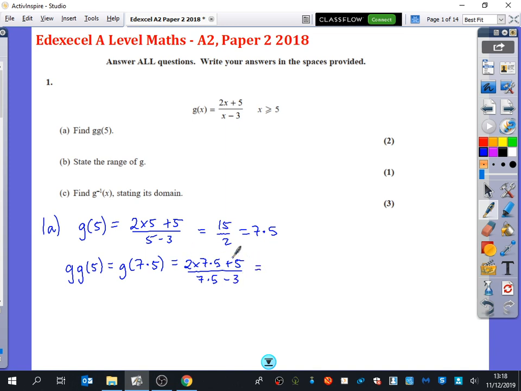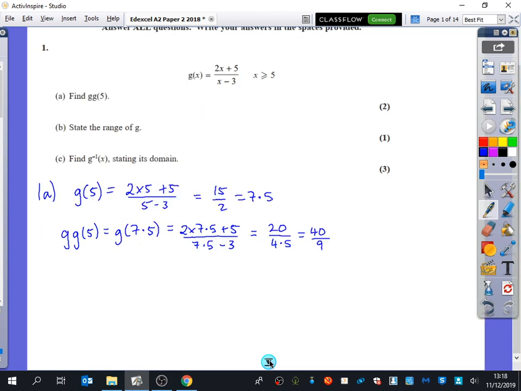When you put this into your calculator, you get 20 over 7.5 minus 3, which is 4.5, so you should come up with 40 over 9. You get a method mark for doing this first bit and then a mark for doing this second bit that we've got here. This is where a few people started falling down and weren't really sure what you were talking about with the range.